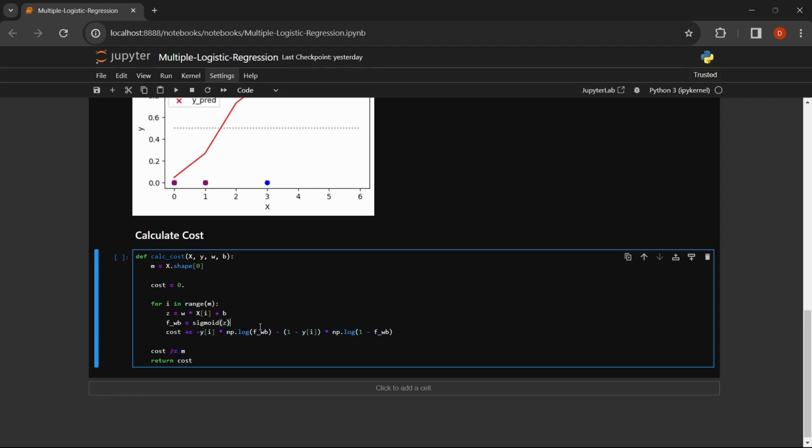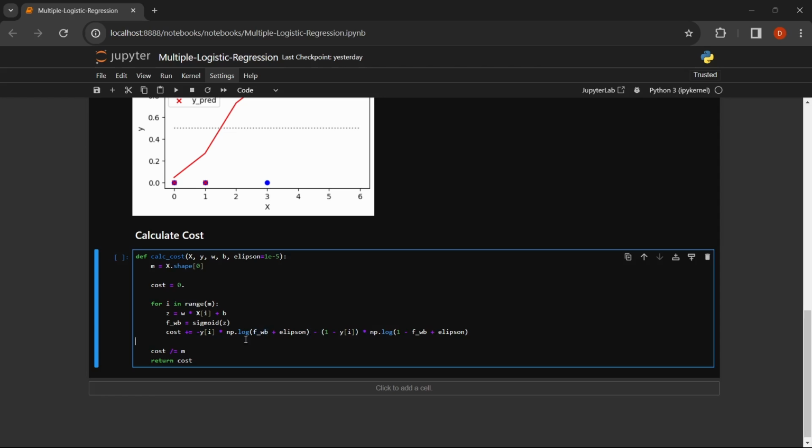And one other critical point to mention is that log of 0 is actually undefined. So it might be nice to add some small value inside of these log functions so that we don't get an undefined error. Alright, so here we're going to initialize this epsilon at 10 to the negative 5. And if we apply that epsilon into our log functions, we should never get an undefined error because f_wb has to be in the range of 0 and 1.